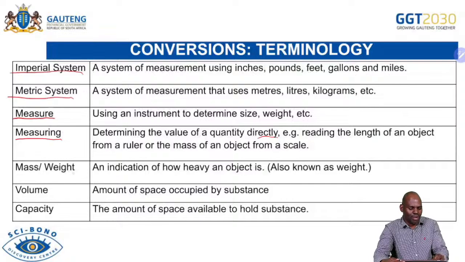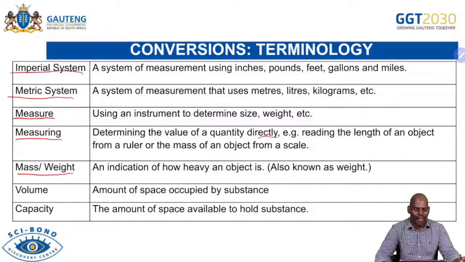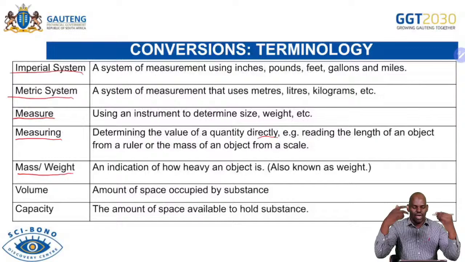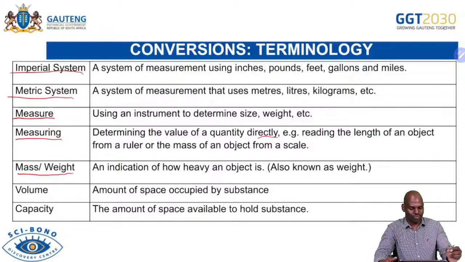And then we've got mass and weight. In math, the two words, we use them for the same thing. We don't actually differentiate them like they do in other subjects. So for us, mass and weight simply mean an indication of how heavy an object is.